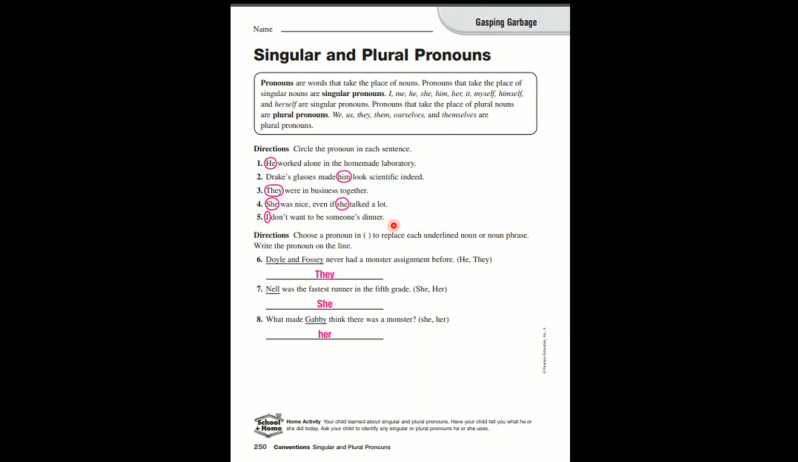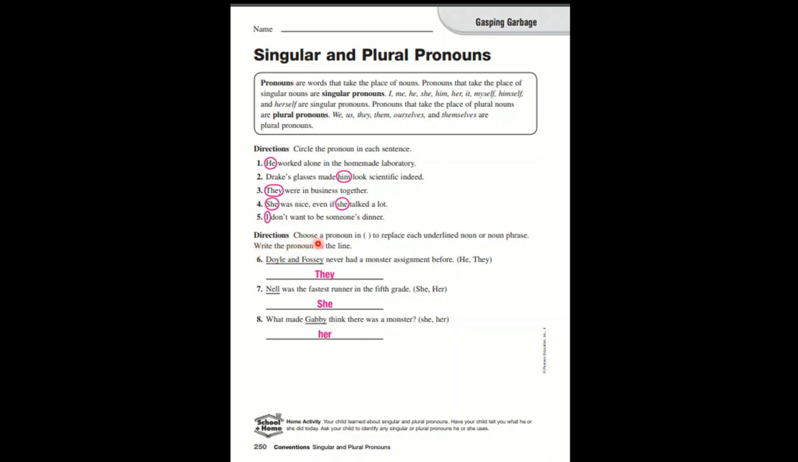Last sentence we are going to go over. I don't want to be someone's dinner. The pronoun here is the word I. It's a singular pronoun because it refers to one person, or in this case, I think animal. I'm not sure. So let's review the second part of this worksheet.